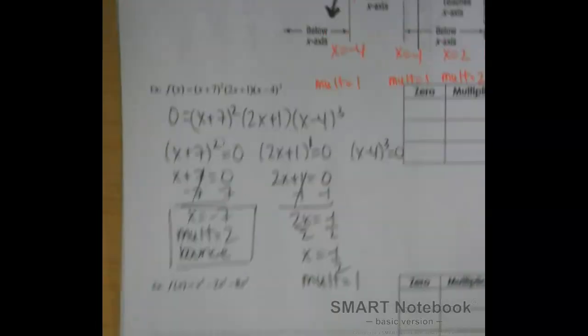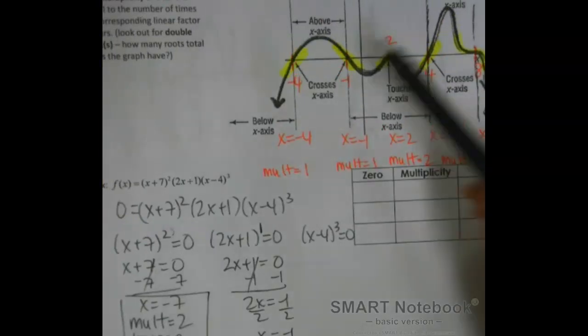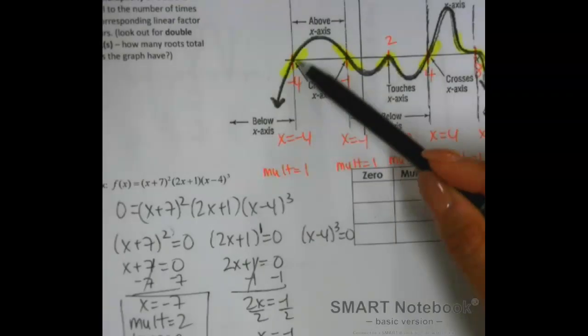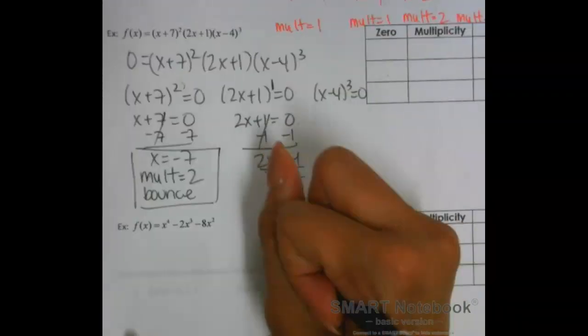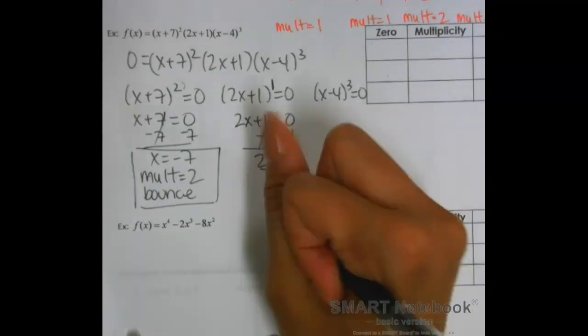Look back at the graph. Desiree, when you have a multiplicity of 1, what does it do? It crosses, like what type of function? Like a linear function. So this is going to cross like a linear function. I'm going to box that.